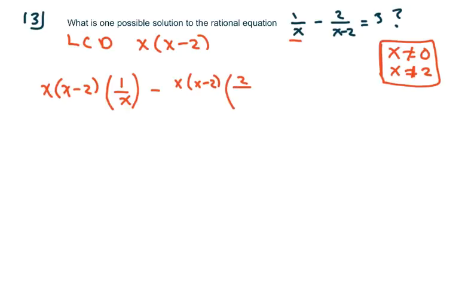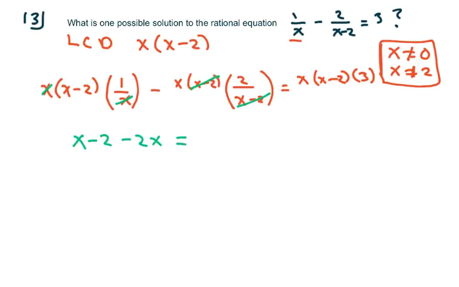Just so I can have the same denominator, times 3. Alright, so what happens here is this cancels. So we get x minus 2. And then here, this part cancels. So we get minus 2x. And then on the right side, we're going to get 3.